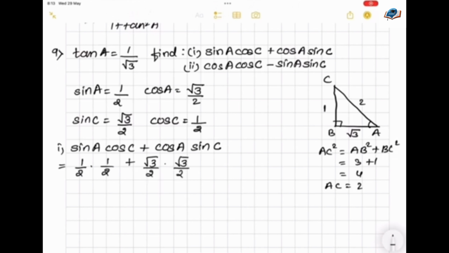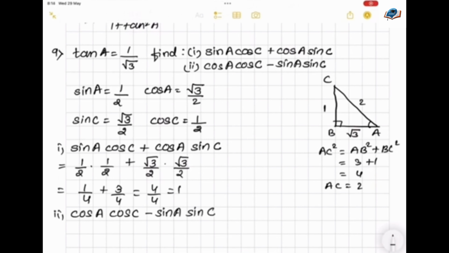So that will be equal to 1 by 4 plus 3 by 4. So that is 4 by 4. So that is equal to 1. Now second one, cos A cos C minus sin A sin C. So putting the values again, so cos A is root 3 by 2, cos C is 1 by 2 minus 1 by 2 into root 3 by 2. So that will be root 3 by 4 minus root 3 by 4. So that will be equal to 0.